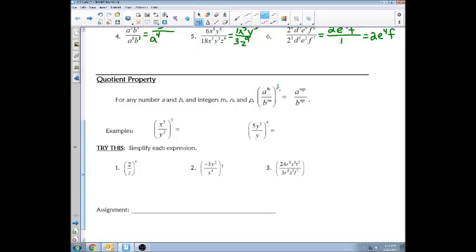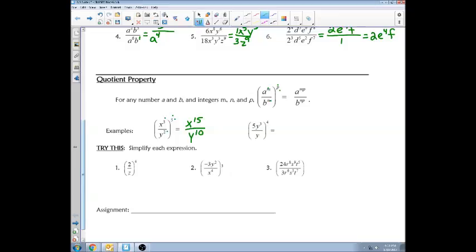Okay? So using the quotient property, I have x to the 3rd raised to the 5th power, so that would be x to the 15th. I have y to the 2nd raised to the 5th power, so that would be y to the 10th. This is really no different than what we did in our last unit. It just happens to be in a fraction, so we have to work through the fraction that way.